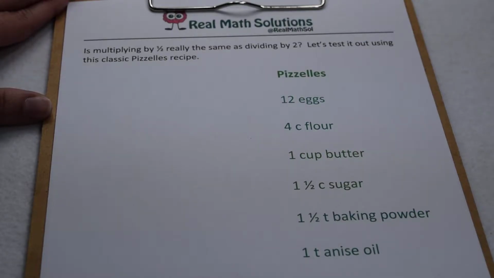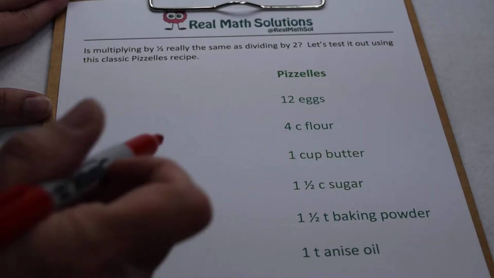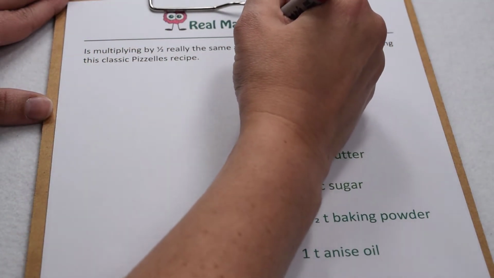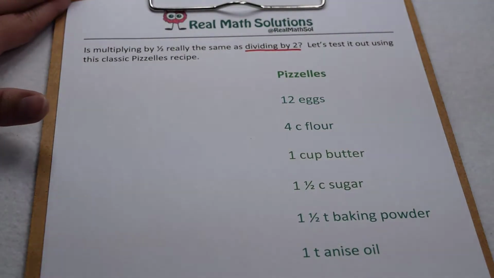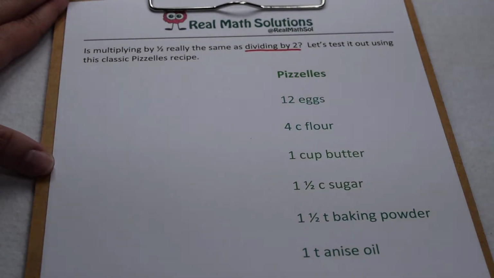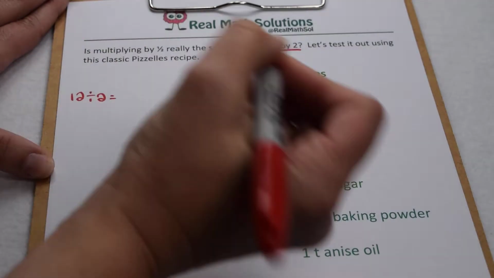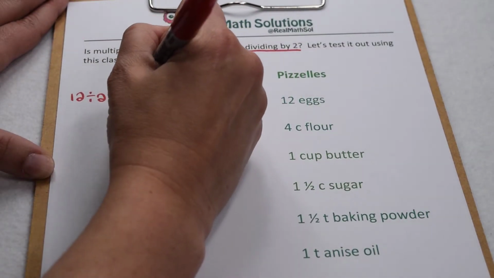In our last video, we wanted to compare to see if multiplying by 1/2 is the same as dividing by 2. So in our Pizzelle recipe, we multiplied all our ingredients by half. This time we're going to divide all of our ingredients by 2 to see if we need the same amount to make half a batch. Well, we'll start with 12 eggs. So 12 divided by 2 means we're going to need 6 eggs.